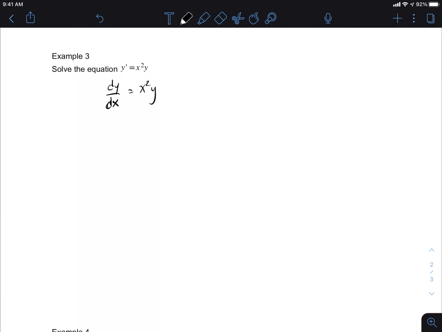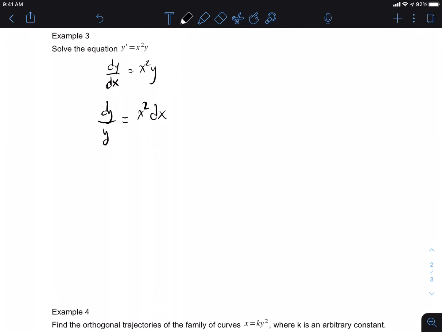All right, so let's see if you guys can follow along with the thinking. Since I want y with dy and I want x with dx, I see that I can go dy over y is equal to x squared dx, correct? So then from here, as I integrate both sides, I'm going to get the natural log of y is equal to x cubed over 3 plus some constant c, correct?